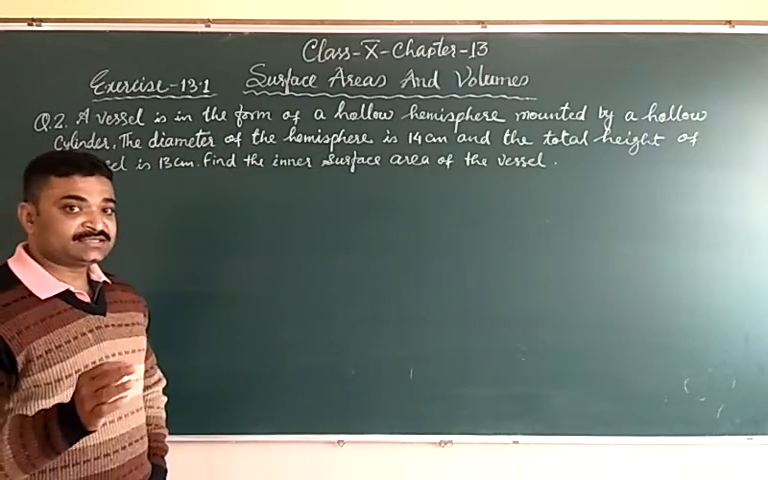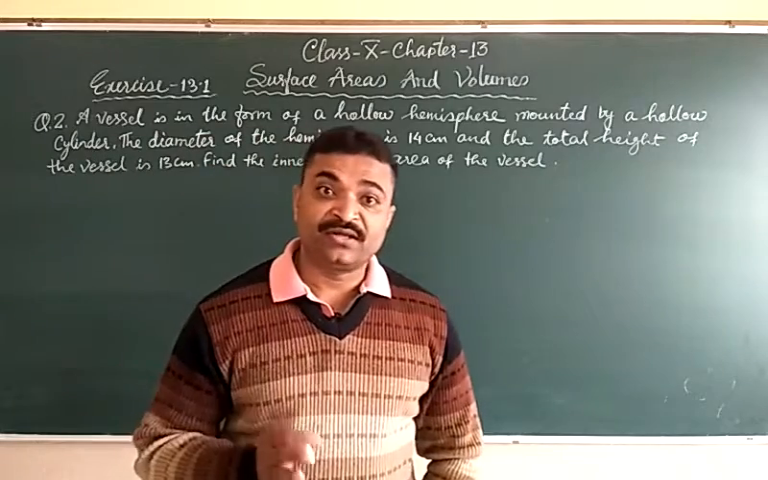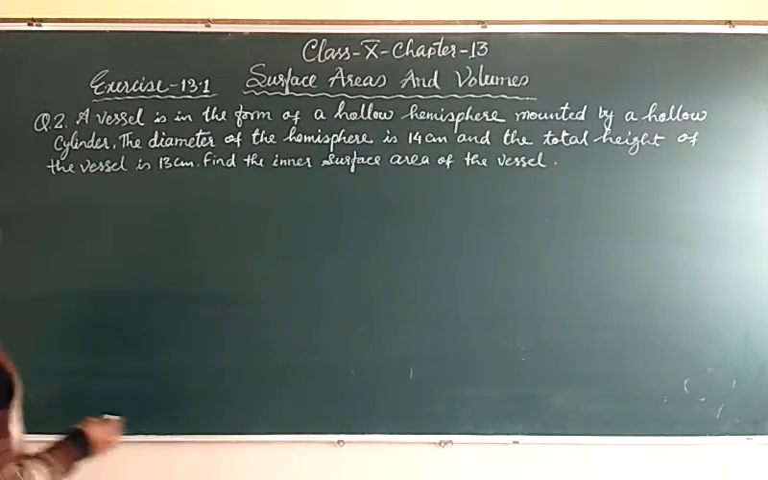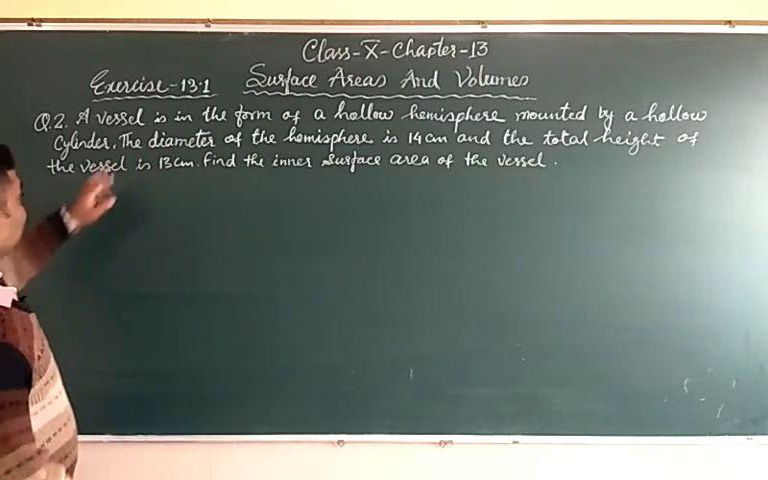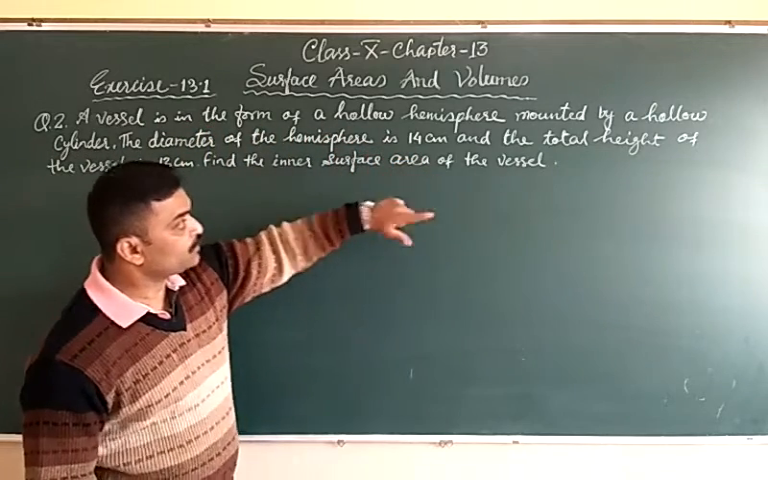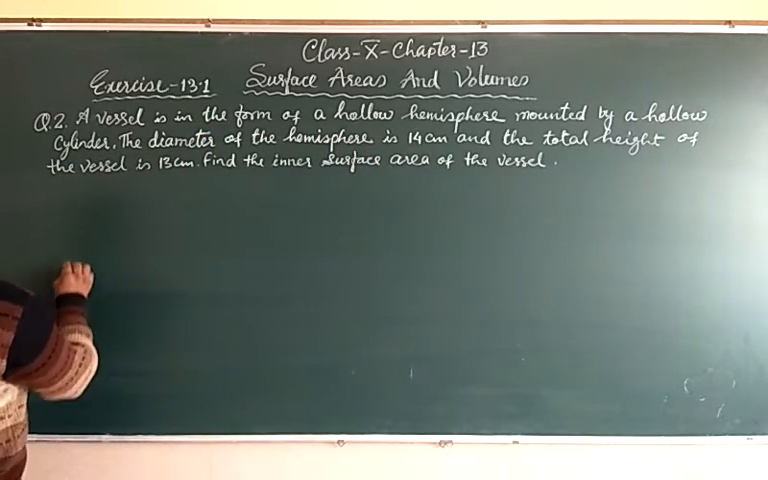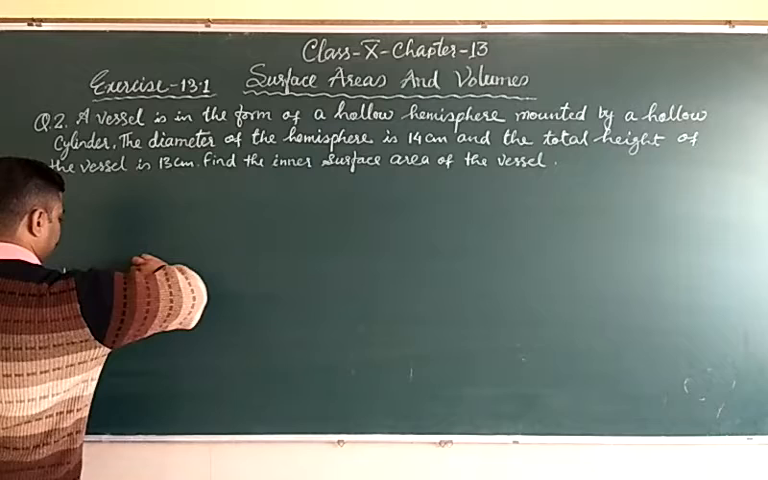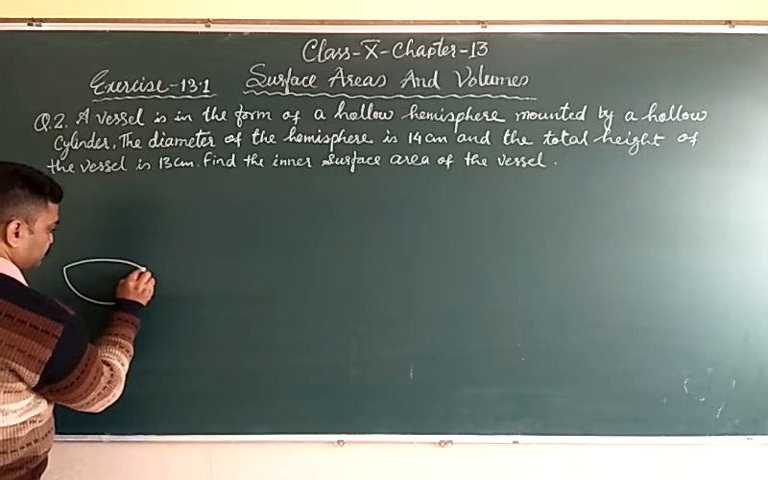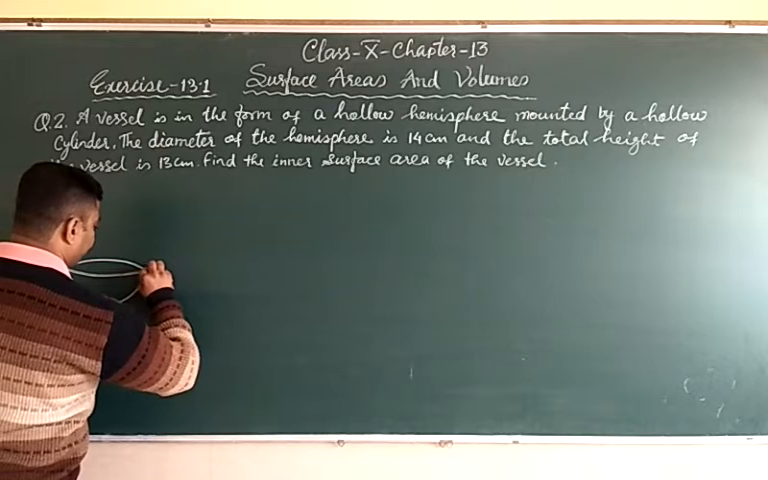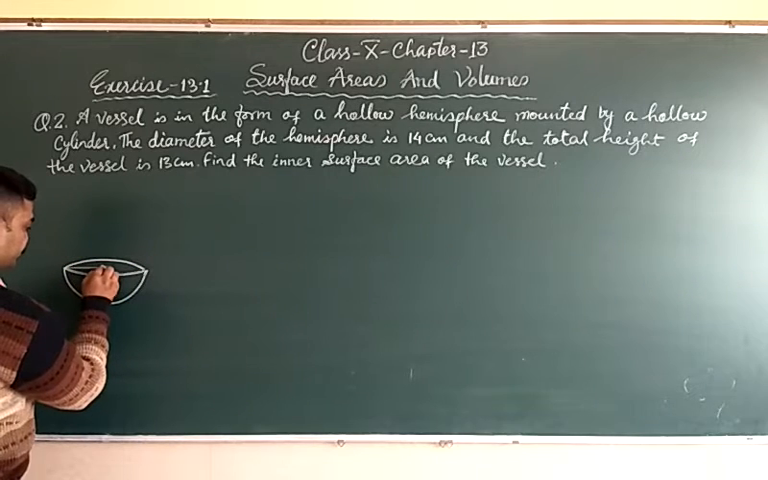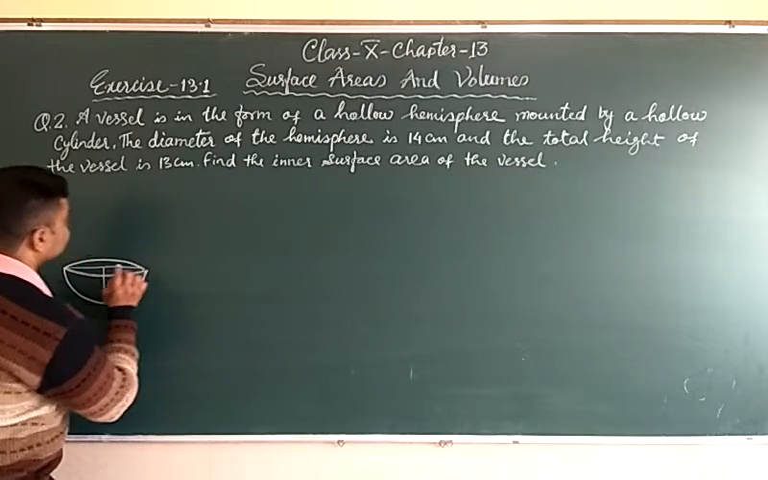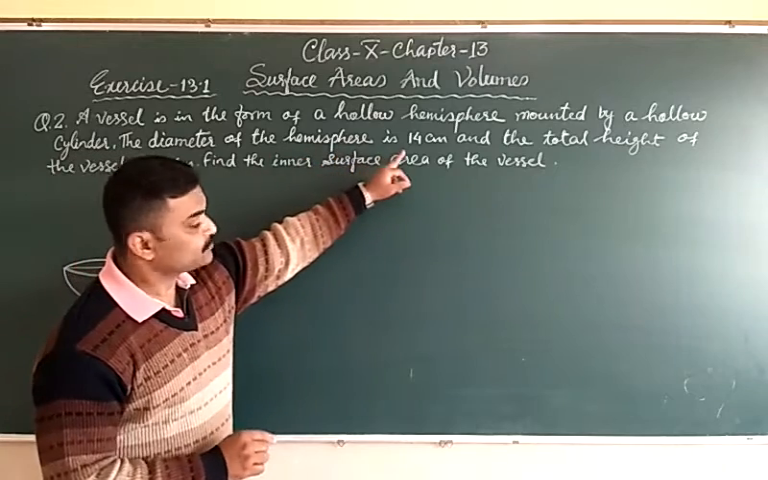So first of all, in this chapter, we have to draw the figures. On the basis of the figure, we will solve the question. Clear? So first of all, we will draw the figure. We are given a vessel in the form of a hollow hemisphere mounted by a hollow cylinder. That means this is the hemisphere. Clear? These are the radius and the diameter is given. That means the diameter of the hemisphere is 14 centimeter.